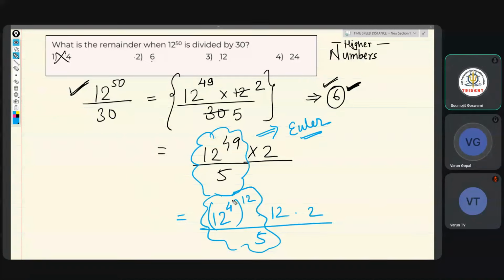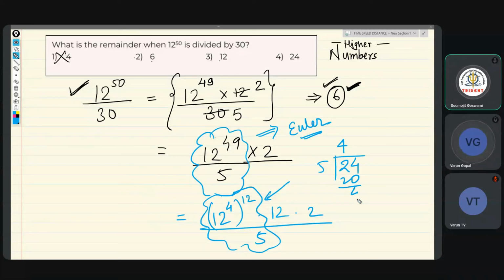Euler of this thing gives me what? 1. Because 4k will give me a 12 to the power 4k, whatever will give me a remainder of 1. So I am left with just this two part. 12 twos are 24. What is the remainder? Tell me. Guys, quickly. Remainder is 4, na? 4.